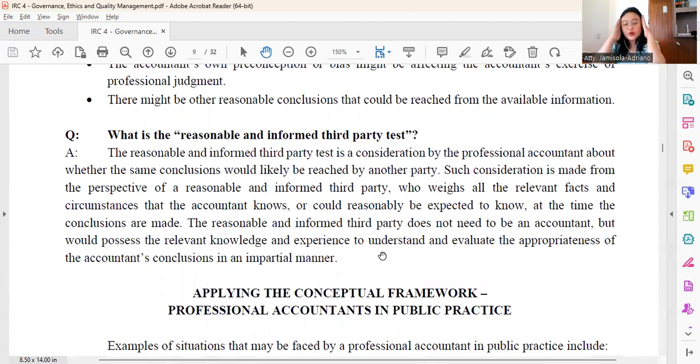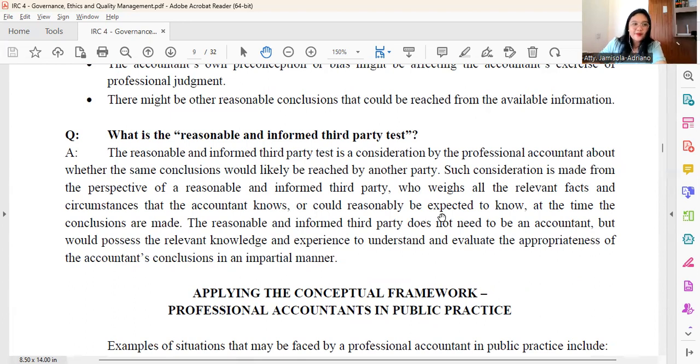So for example, you already have a conclusion on a particular fact or circumstance. And then you would ask whether the same conclusion will be reached by another person. If someone else would look at the same facts and circumstances, will the conclusion of that third person, of that other person, be the same as your own conclusion? So that is the reasonable and informed third party test.